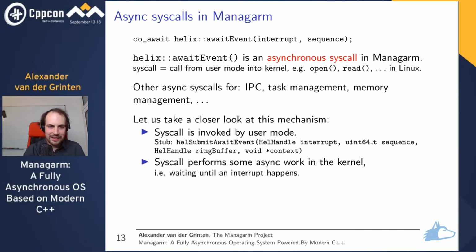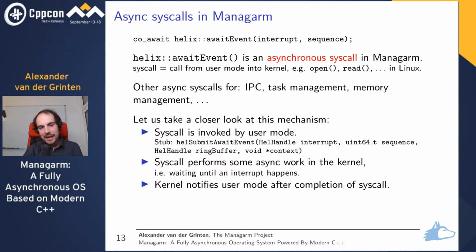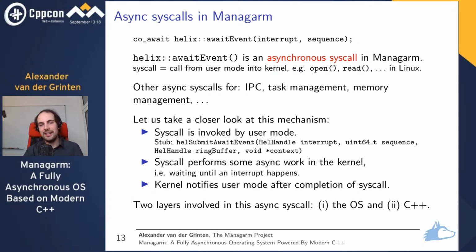Good. Then the syscall has to perform some async work in the kernel, right? In this case, it has to wait until an interrupt happens. But it could wait for other things, like it could wait until an IPC message is sent successfully, or it could wait until enough memory for something is available, or it could wait until a task is in a certain state or so. And then the kernel needs to notify user mode again after the completion of the syscall, that the work is now done. Obviously, that has to happen somehow. And in this process, there are two layers involved. There's the operating system and there's C++. And I'm going to explain in both layers how the mechanism works.